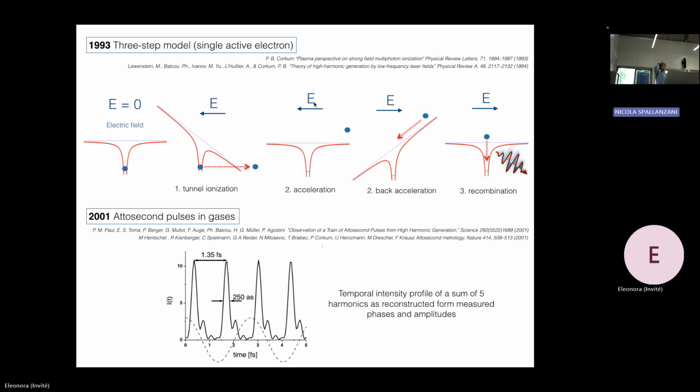And in 2001, there was the first measurement, because of this HHG, of attosecond pulses. I cited two articles, because in one they found this train of attosecond pulses, and in the other one they were able to really extract just one pulse of attosecond resolution, and this gave rise to attosecond science itself.